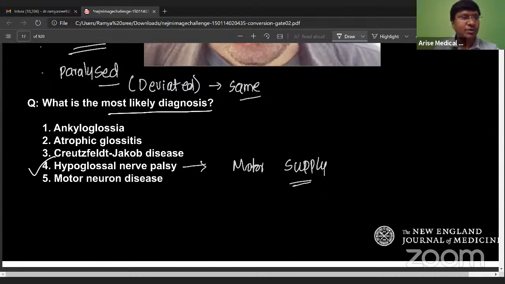So once your hypoglossal nerve is damaged, the muscles within the tongue will be completely paralyzed. Okay, so the correct answer was given by many of you. Very good. Now you see the next question.